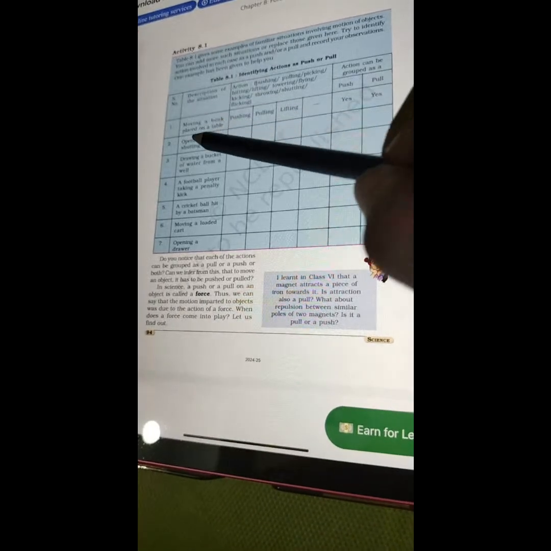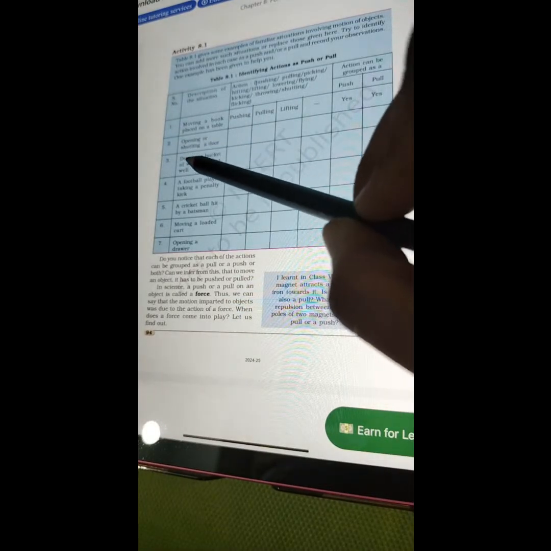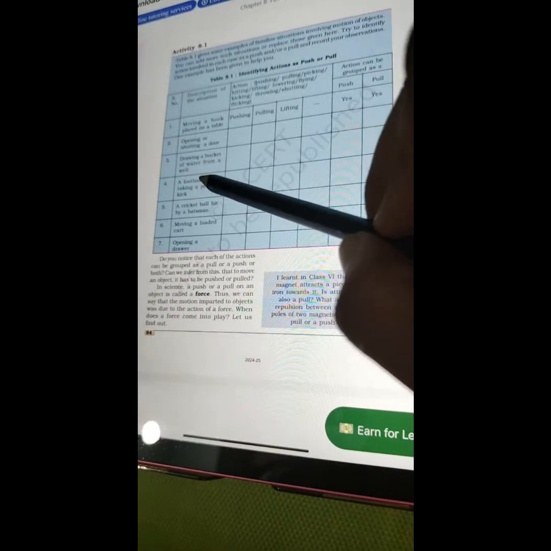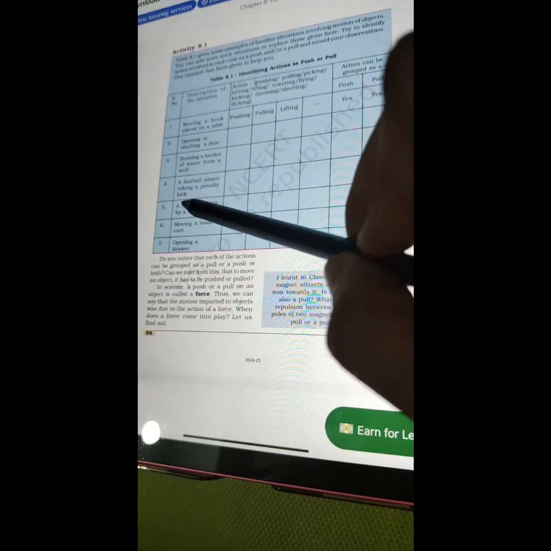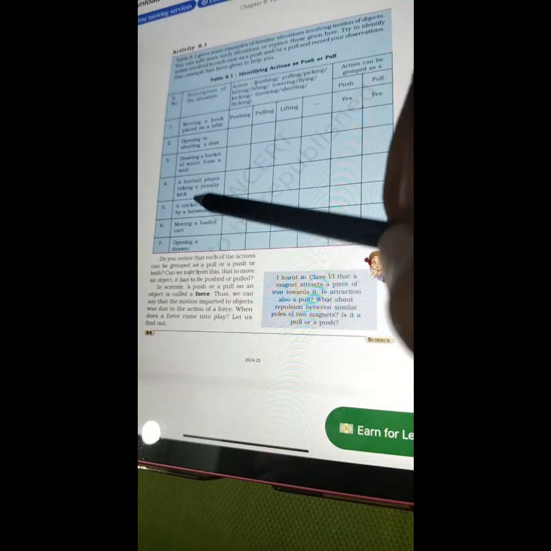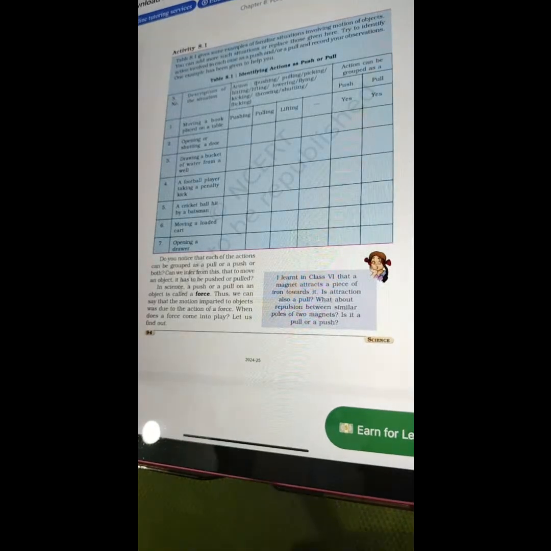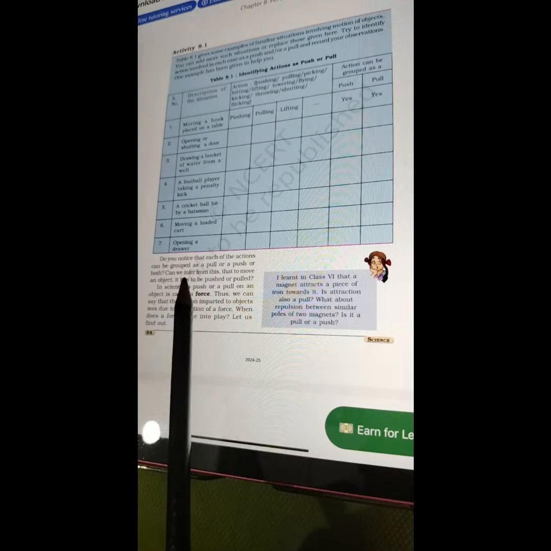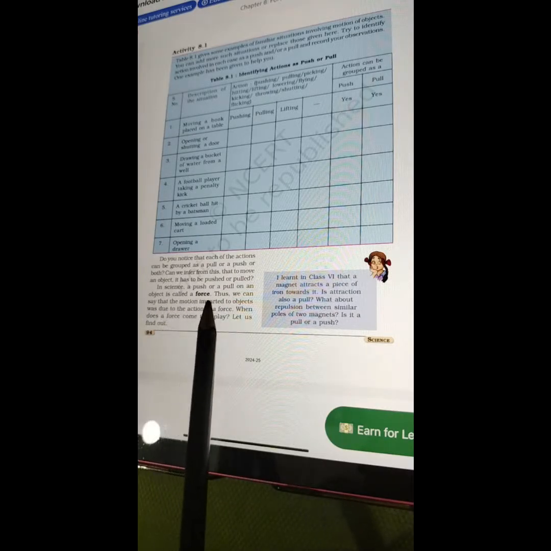So similarly, you need to find for opening or shutting a door, drawing a bucket of water from a well, a football player taking a penalty kick, a cricket ball hit by a batsman, moving a loaded cart, opening a drawer. Decide now. Do you notice that each of the actions can be grouped as a push or a pull or both? Can we infer from this that to move an object it has to be pushed or pulled? In science, a push or a pull on an object is called a force. Thus, we can say that motion imparted to objects was due to the action of a force.